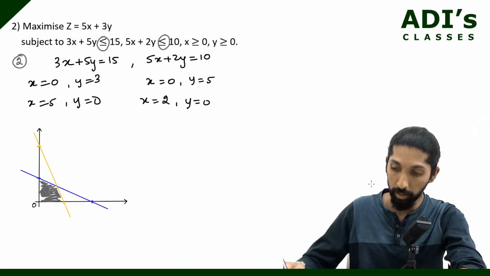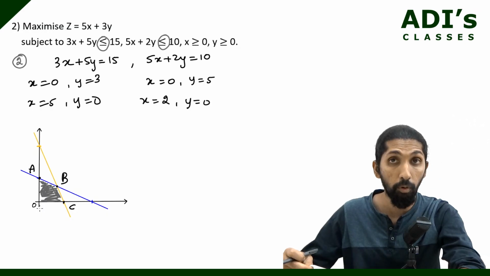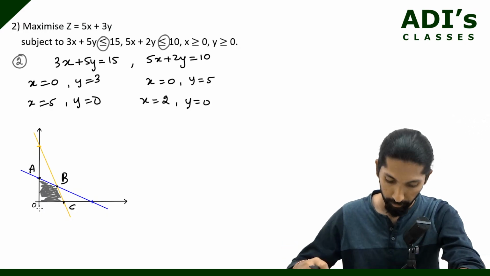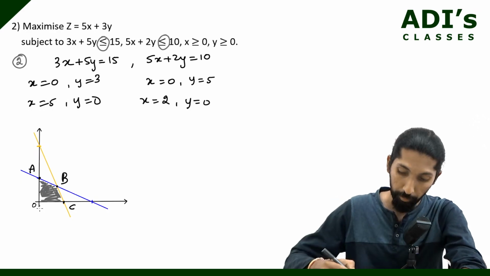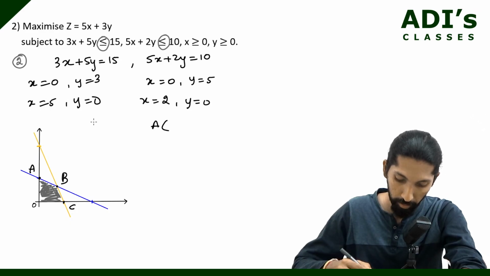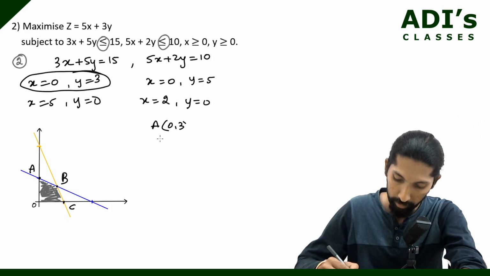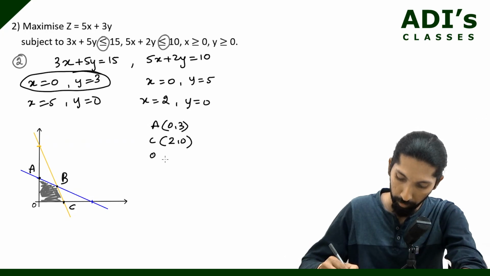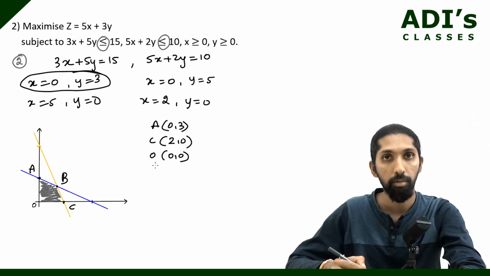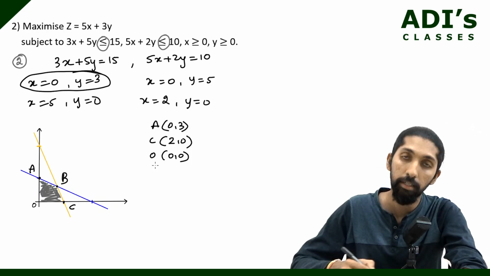Now let's look at the corner points. See, we'll call these points A, B, C, and this point is O. So we have four corner points, isn't it? Now A and C are very easy to calculate. We already know them, right? Point A is nothing but this point, correct? Point A is (0, 3). Point C is also very easy to calculate, which is (2, 0). And you know point O is (0, 0). Well and good. But point B is the intersection of both the lines, isn't it?